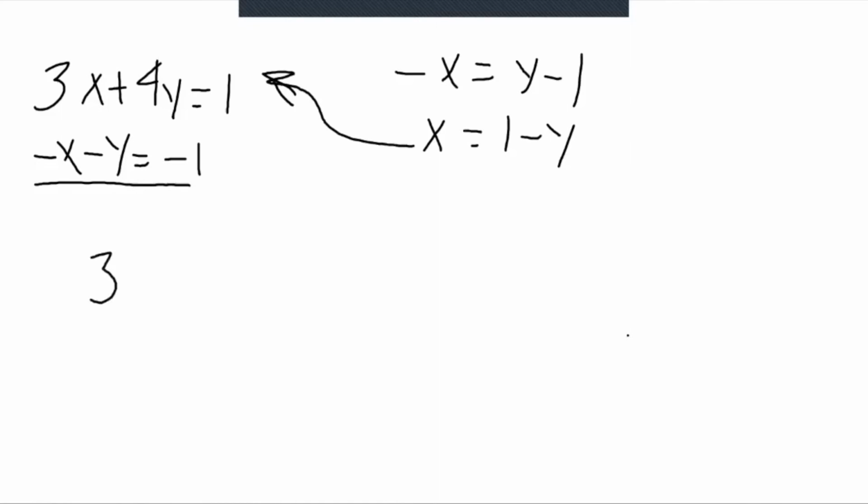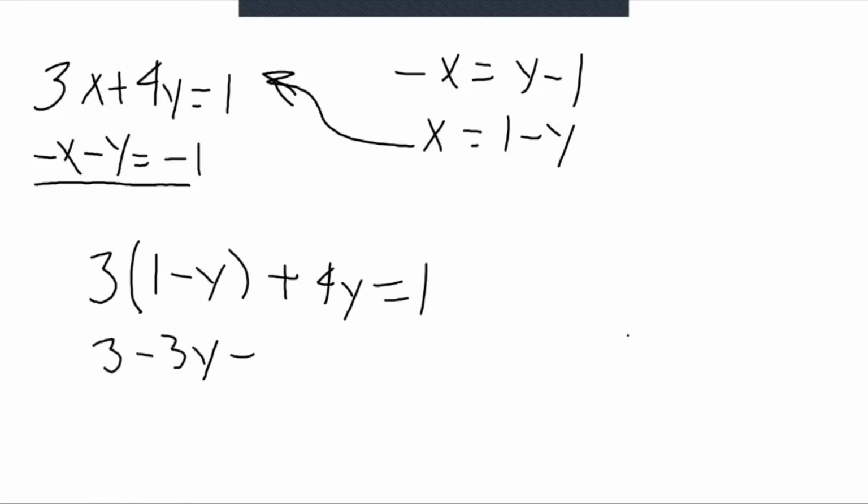So we're going to take 3, and then we're going to plug in x. We said x equals 1 minus y, so we're going to plug in 1 minus y here, plus 4y equals 1. Nothing else changes. So now we're just going to solve for y. We're going to distribute this 3 in. We're going to end up with 3 minus 3y plus 4y equals 1. Combine some like terms, move some stuff around. We'll end up with y equals -2.